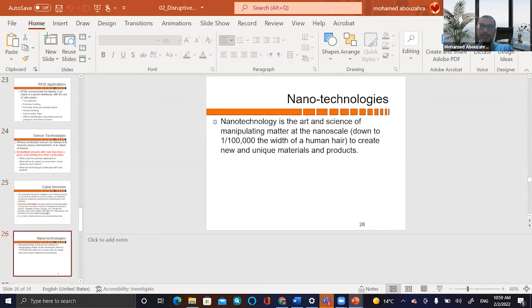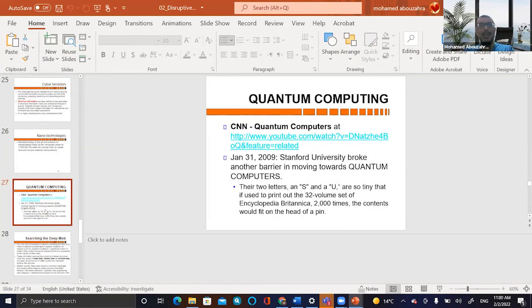Right? Nanotechnology is something, maybe it's not strongly related to business right now. It's not heavily used in business. It's more used in industry than business. So I won't talk a lot about nanotechnology. Quantum computing, again, it's still in development. So we don't have a big working quantum computer right now.